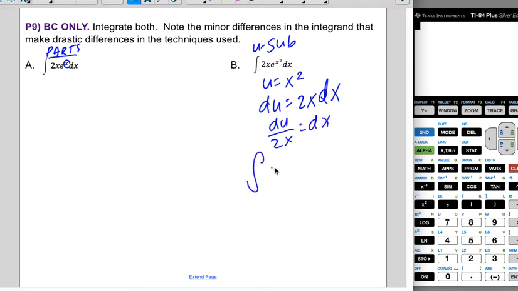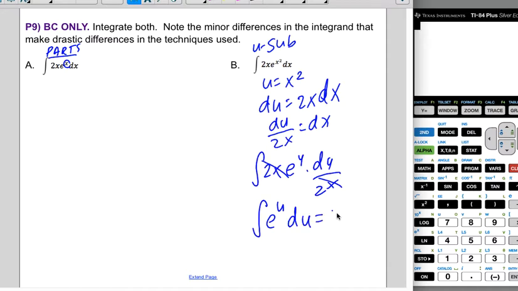You're going to end up getting that this is an e to the u du with a 1/2 out in front. Oh, no, not a 1/2, my bad, because there was a 2 in the problem. I forgot I put a 2 in the problem. Just to show you where that mishap happened in my brain, if I plug this in, I get a 2x e to the u times a du over 2x. The 2x's cancel. I forgot that there was a 2x in the original problem. So I get that it's just e to the u du, which integrates to e to the u plus c. This answer is e to the x squared plus c.